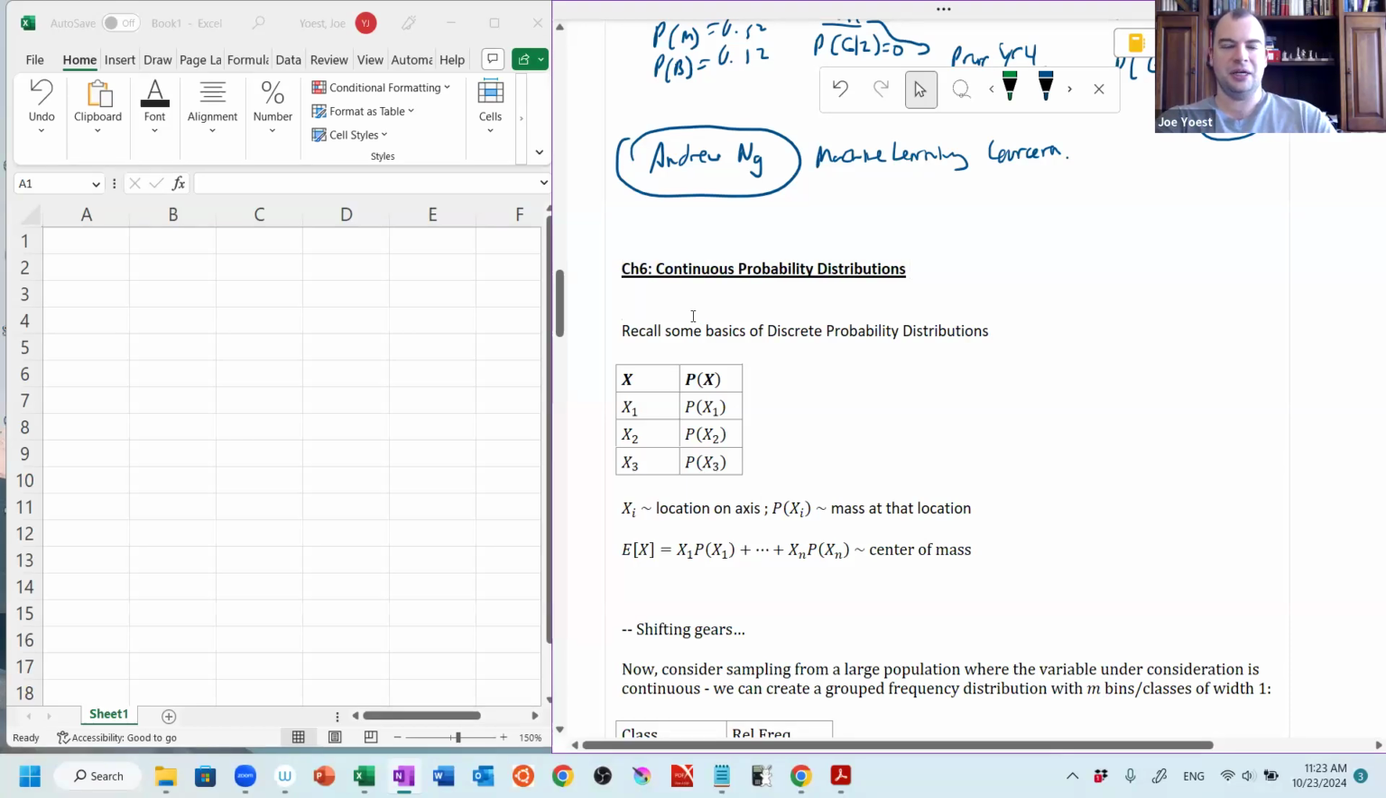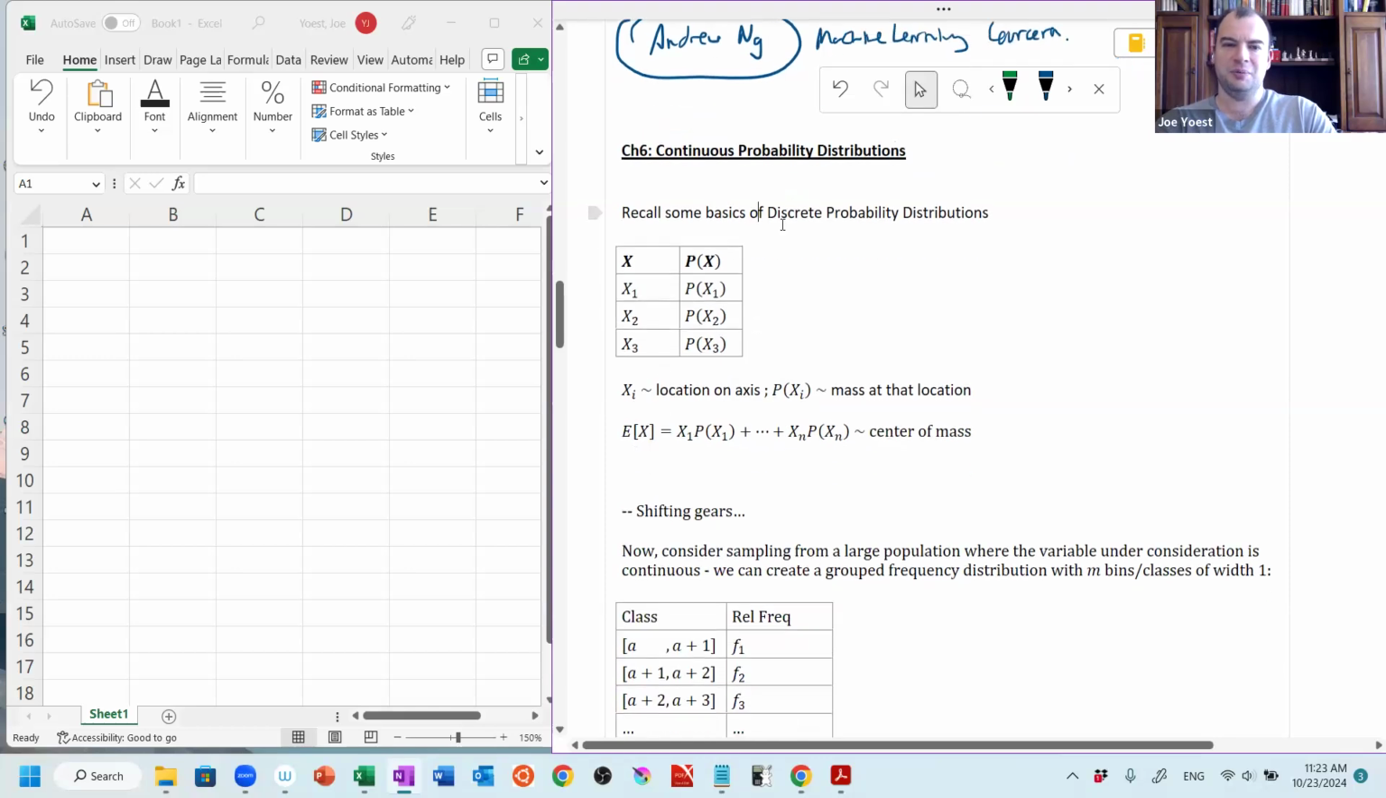So chapter 6 is closely related to chapter 5. Chapter 5 was on discrete probability distributions and chapter 6 on continuous probability distributions. So let's recall some basics of discrete probability distributions from chapter 5.